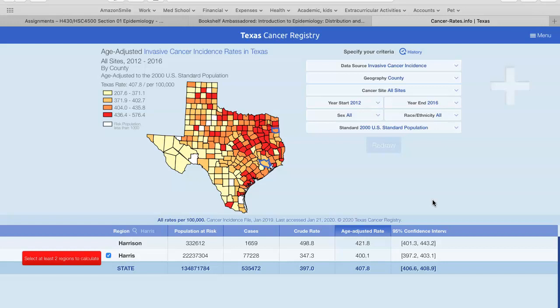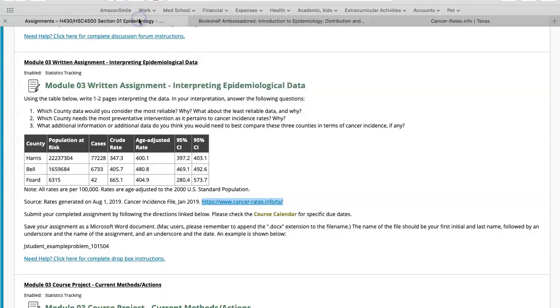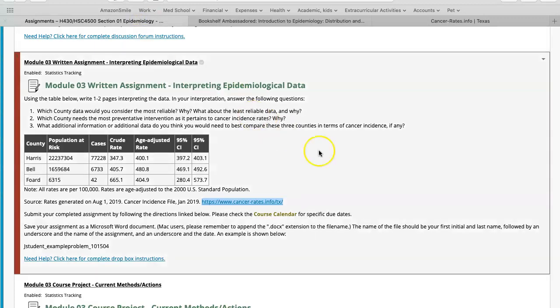So back to our assignment. Now, the first question says, which county data would you consider the most reliable and why? I'm not going to answer these questions for you, but think about your confidence interval. Also, think about population sizes.